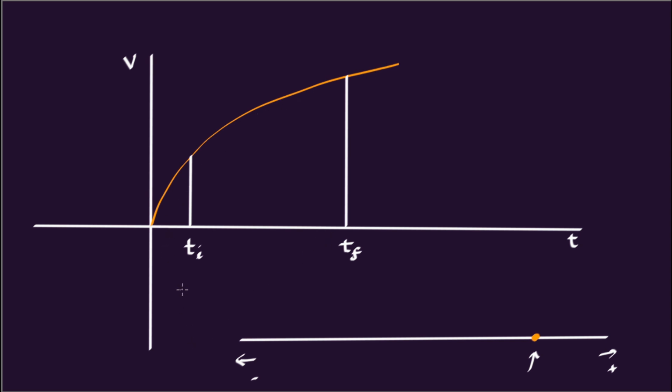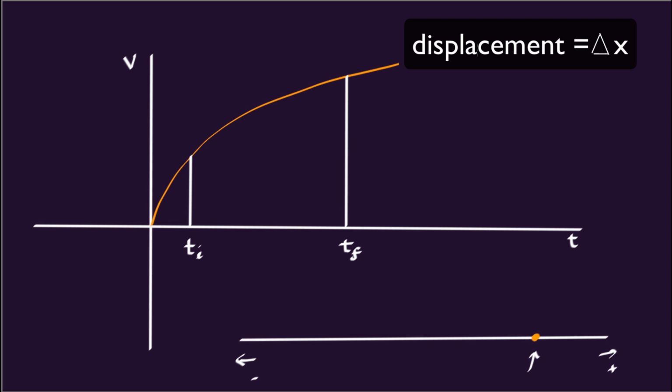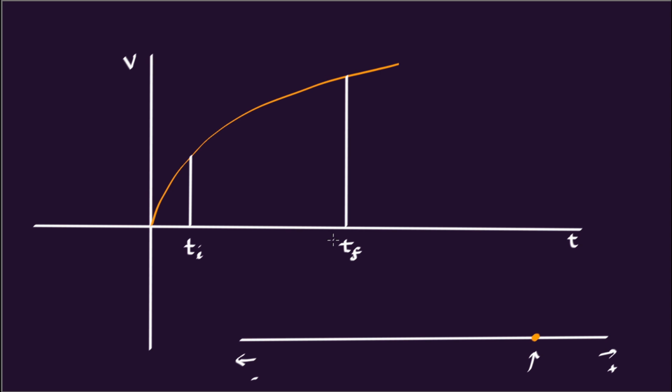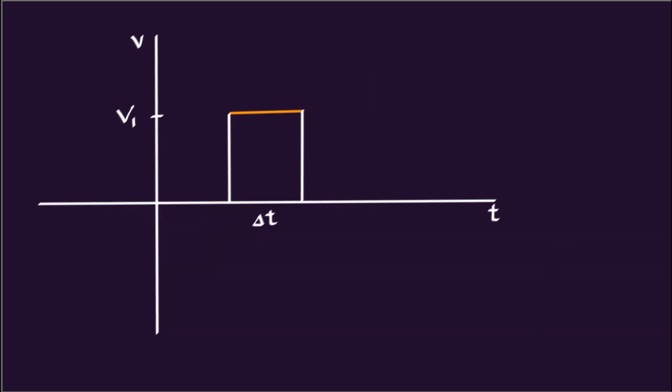Now two instants of time are chosen, Ti and Tf, T initial and T final, and we wish to find the displacement of the particle for this time interval. How do we go about doing that? Supposing the velocity was constant, as in this example, with a value of v1 during a time interval delta t, we can write the displacement down immediately, that is v1 times delta t.